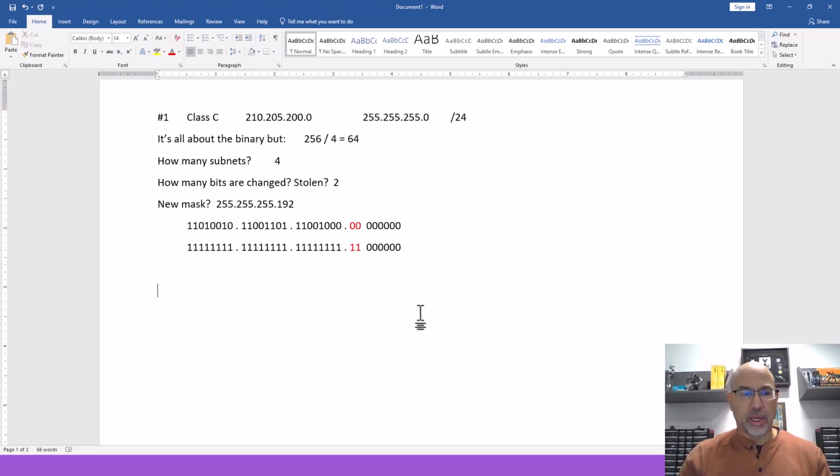So down here I can say that my first subnet is 210.205.200.0. So I start right there. Now if we look at the binary for this octet, it turns out that right now it is all zeros. And I'm going to remember that those first 2 bits right there are my subnet field.